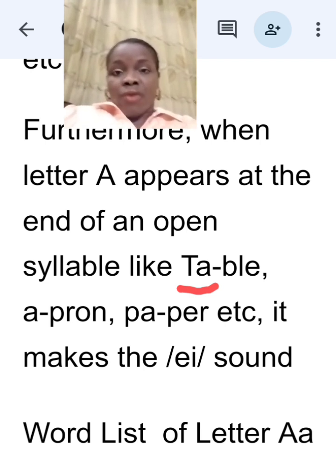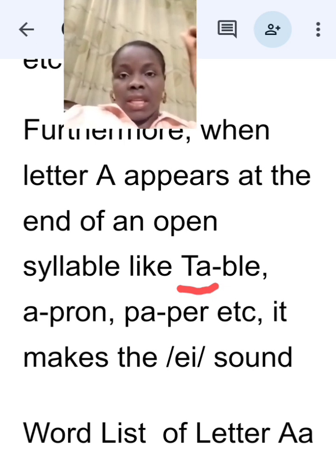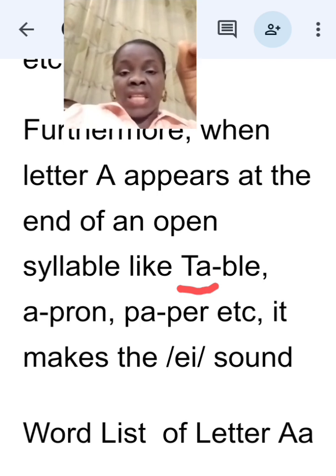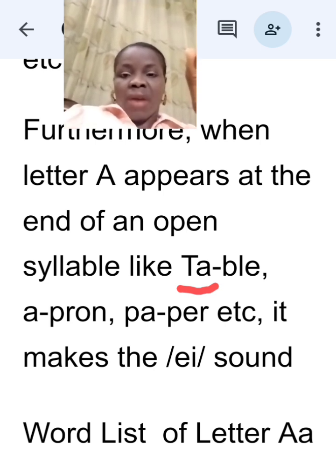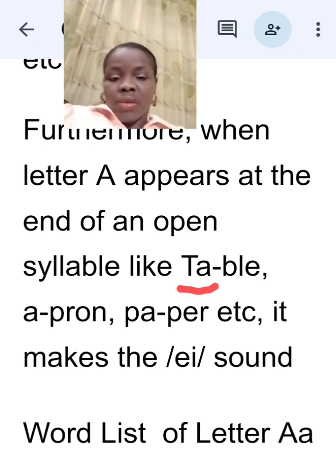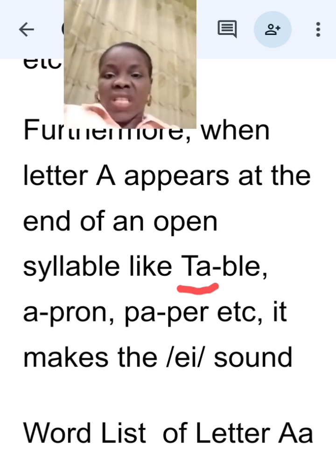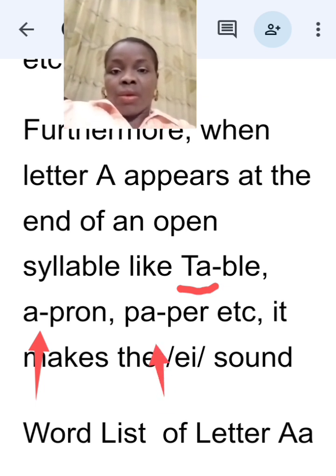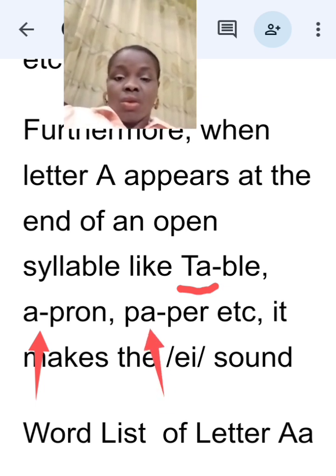Okay, so when a vowel ends a syllable, it takes its letter name. That is, the sound it will take will be the sound of its letter name instead of the normal sound we know it with. So this table now, letter A ends it. That's why we have it as table instead of the short A sound. Okay, then also we have apron. Apron. Because A ends this first syllable, we have it as apron. We also have paper and so on.